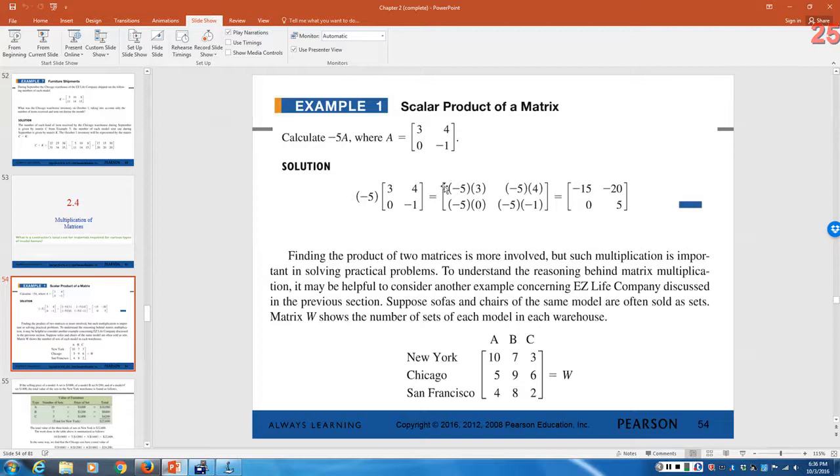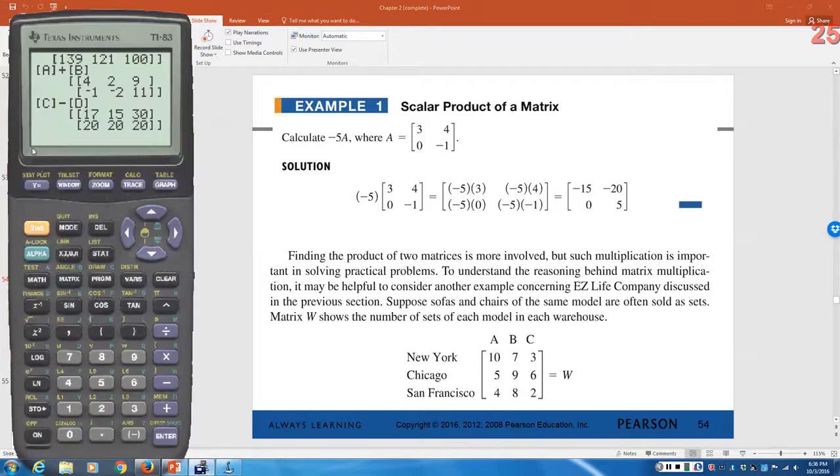So -5 times 3 would give us -15, and -5 times 4 would give us -20. Negative 5 times 0 is going to leave that as a 0, and negative 5 times negative 1 becomes positive 5. And again, you can do that on a calculator. You would just enter in your matrix and then put your scalar in it. So for example, with the matrix we already have in the calculator, let's talk about matrix C.